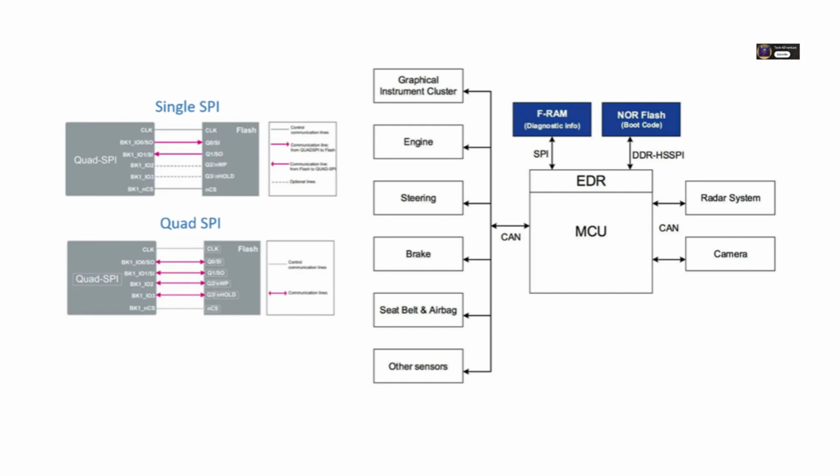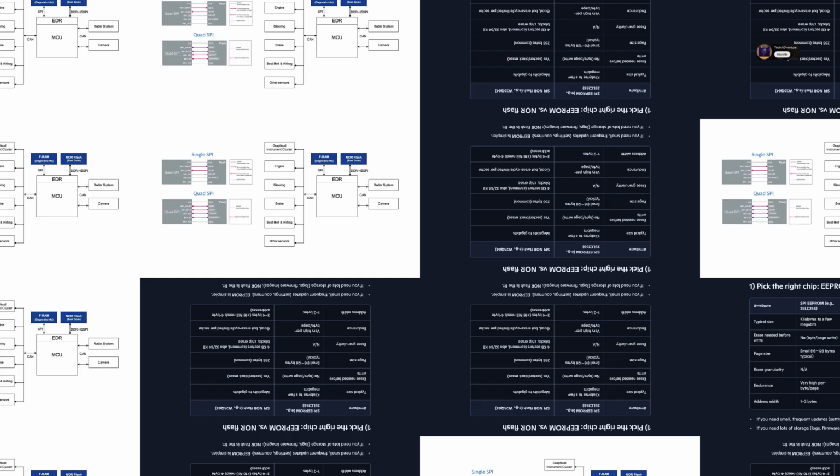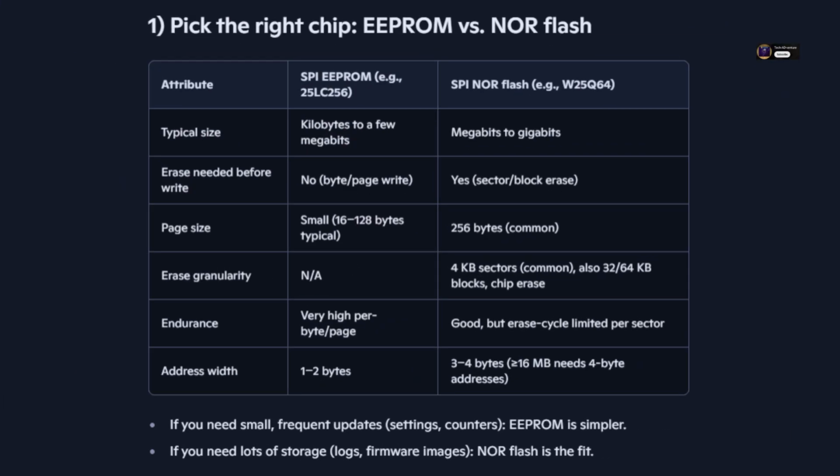First things first. You've got to pick the right chip. You're usually choosing between SPI EEPROM and SPI NOR flash. EEPROMs are often smaller, good for small, frequent updates like config settings, because you generally don't need to erase before writing. NOR flash gives you much bigger storage, but, and this is key, you typically have to erase a whole sector or block before you can write new data to it. So if you're storing firmware, big logs, images, NOR flash is probably your guy, but you have that erase step to manage. Okay, so NOR flash for big stuff, EEPROM for small, frequent stuff.